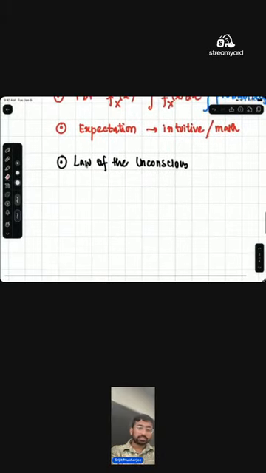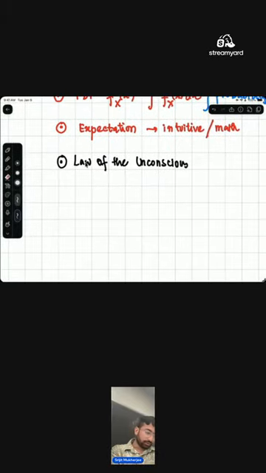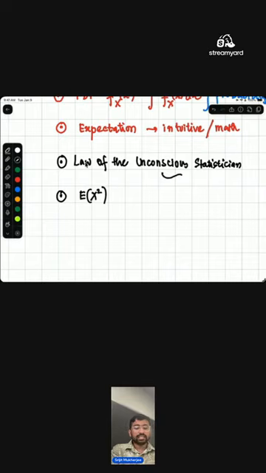So the law of the unconscious statistician, I also defined. And I applied it to find the expectation of x square. So this is how to find the expectation of g(x), of any function g(x).